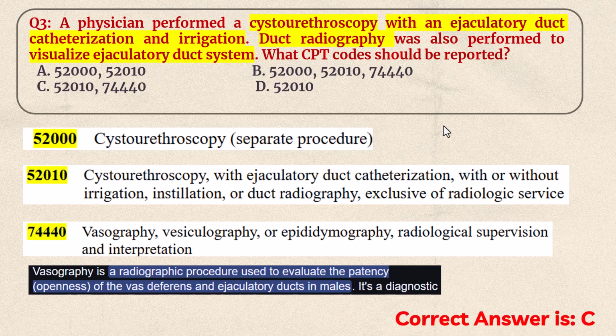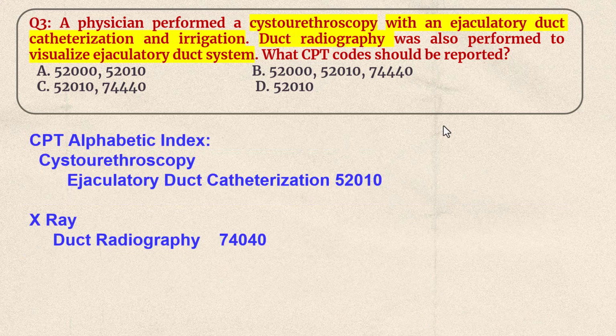Okay, when you encounter this case in a real working scenario, you have to go to the CPT alphabetic index. There you have to go to cystourethroscopy, then go to the subcategory of ejaculatory duct catheterization. It will lead you to the code 52010. Again, go back to the tabular list and confirm the answer. Similarly, go to the X-ray and go to the duct radiography. There it will lead you to 74440. Again, come back and confirm the answer with the tabular list. Again, that will give the answer C.